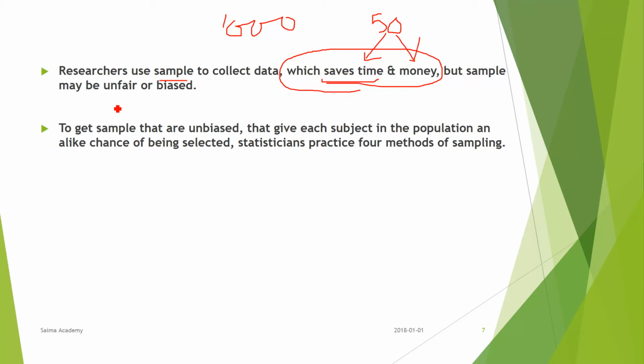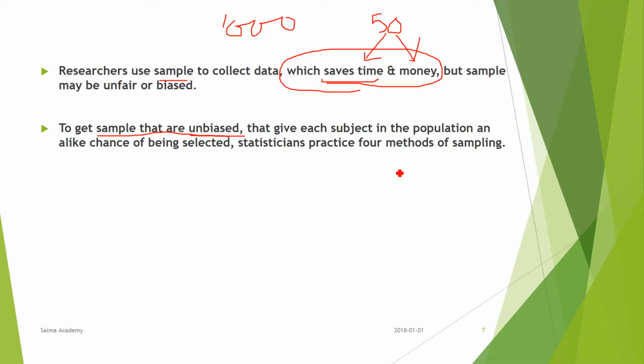But a sample may be unfair or biased. Again, the same thing, maybe you will pick the people of your own choice. To get samples that are unbiased, this is the important point: whenever you are going to select a sample, it should be unbiased. That gives each subject in the population, meaning each person or thing in the population, an equal chance of being selected.